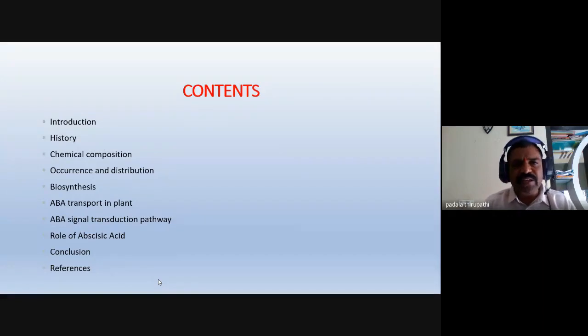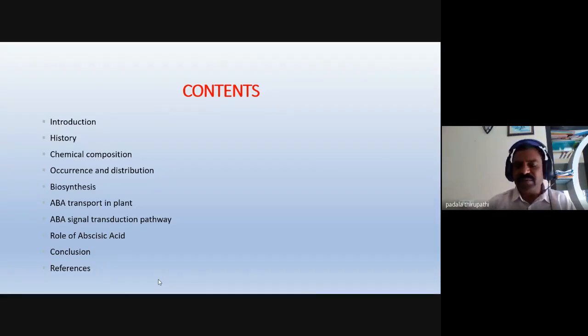Abscisic acid, ABA. In abscisic acid, we are going to discuss the history, the chemical composition, where it occurs in which part of the plant, and its distribution from one part of the plant to another, the biosynthesis of this phytohormone, transport of abscisic acid, the signaling transduction pathway, and the roles of abscisic acid in different plants.